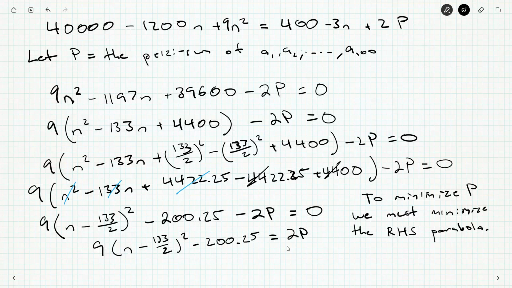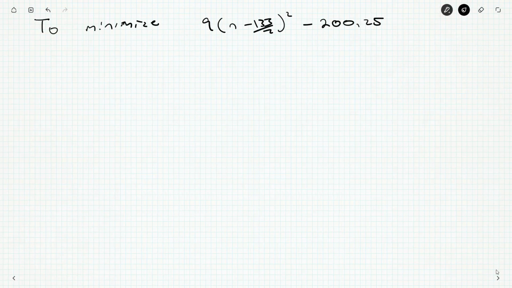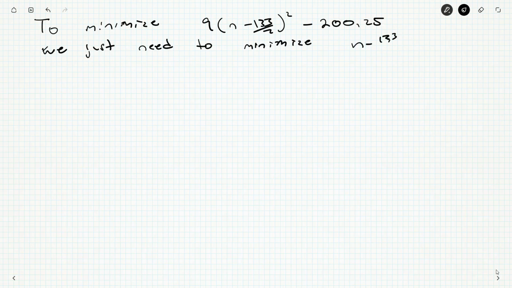Now, to minimize 9 times (n minus 133 over 2) squared minus 200.25, we just need to minimize n minus 133 over 2. That's the only thing we really have control over here.